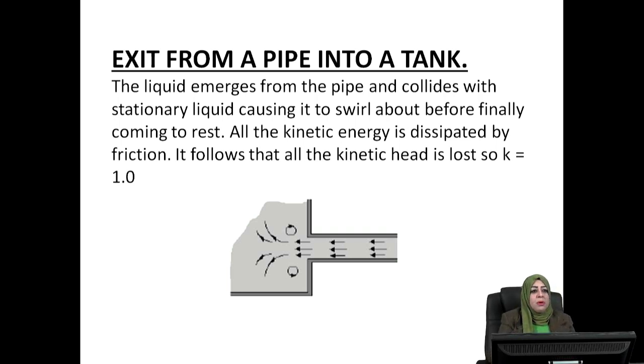Exit from a pipe into a tank. The liquid emerges from a pipe and collides with the stationary liquid, causing it to swirl about before finally coming to rest. As the kinetic energy is dissipated by friction, it follows that all the kinetic head is lost, so K equals 1. Here our law comes out when we are asked to put K in the equation: the coefficient of losses we set to 1, and this is standard.